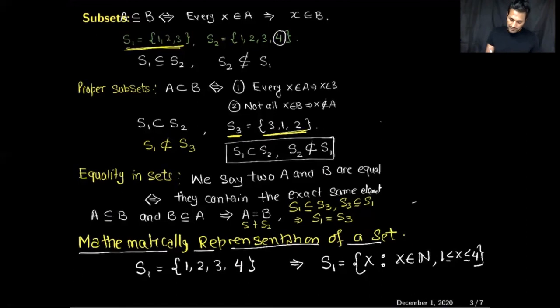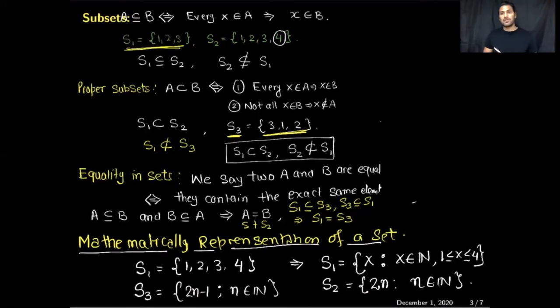Another example: let's suppose we write the set S2, which is the set of all even natural numbers. We can write {2n : n belongs to the set of natural numbers}. So this set will contain all the natural numbers which are even. And I can also write the set of all odd numbers as {2n minus 1 : n belongs to the set of natural numbers}, and as you can see, this set will contain all the odd numbers.